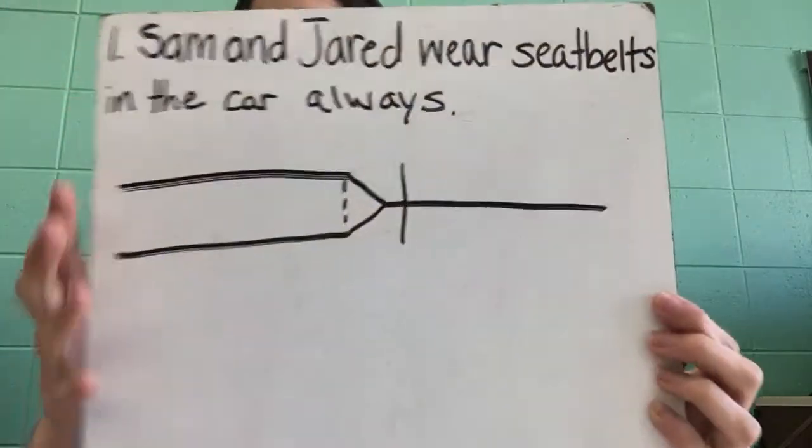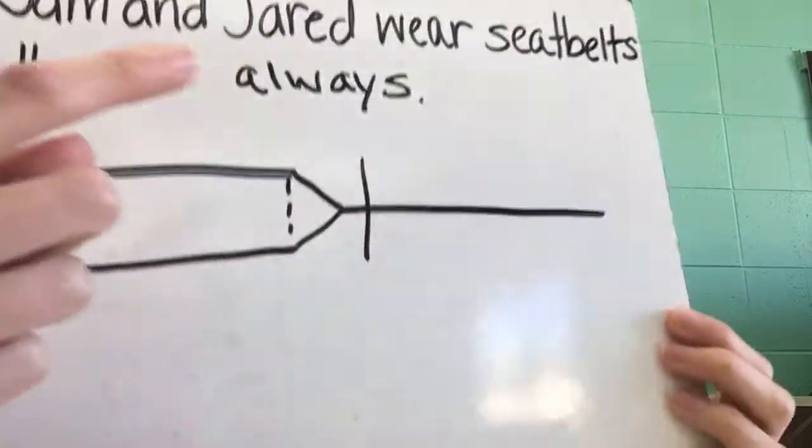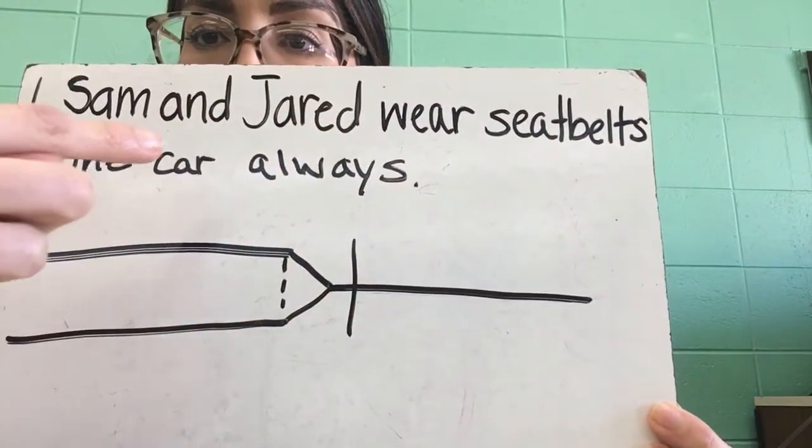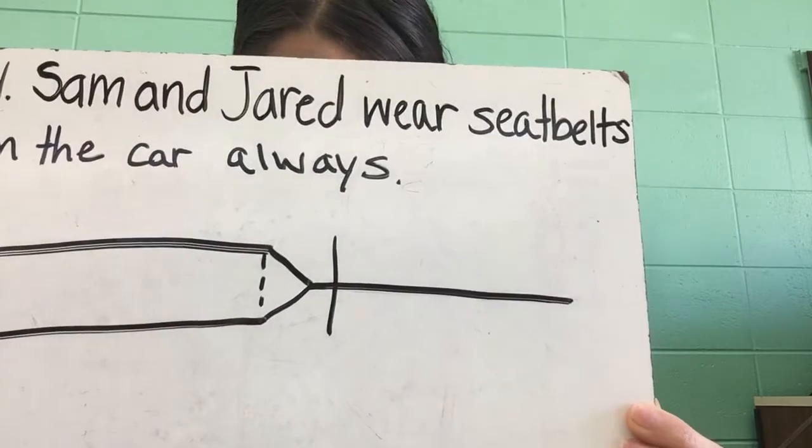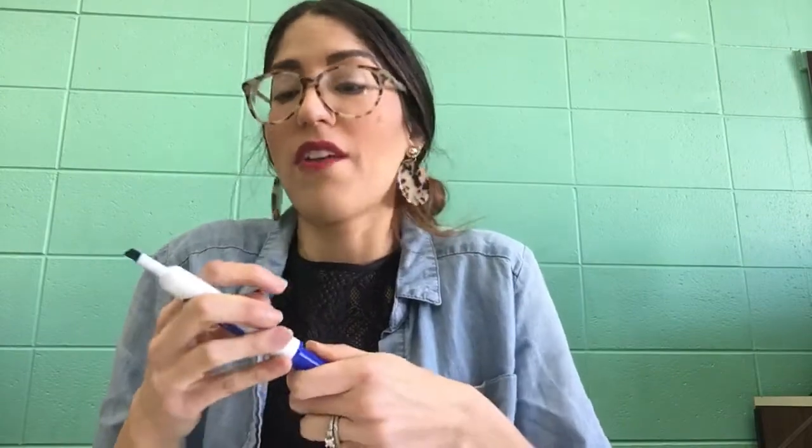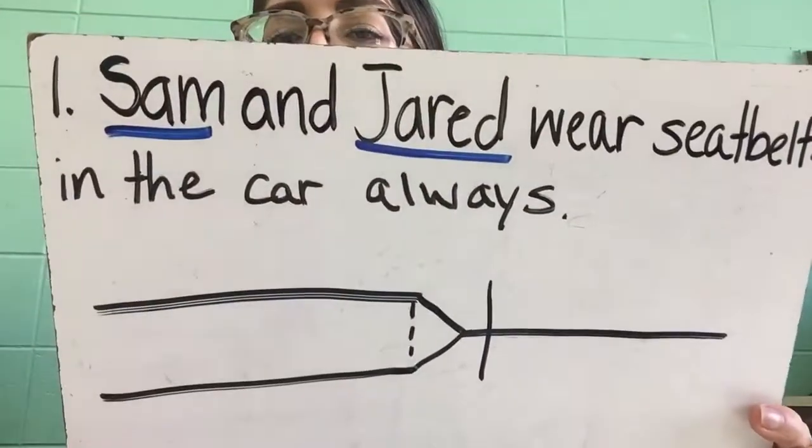Now, number 1, let's read it together. We're gonna read the sentence first. We're gonna mark our sentence, and then we're gonna diagram it on our books, where I have my whiteboard. Okay, so let's read it. Sam and Jared wear seatbelts in the car always. Now, let's go ahead and do our subjects first, because it's just easy that way, right? So what are the subjects of the sentence? Who or what is the sentence about? Good, Sam and Jared. How many times are we underlining that? Very good, just one time. So Sam and Jared are the subjects.